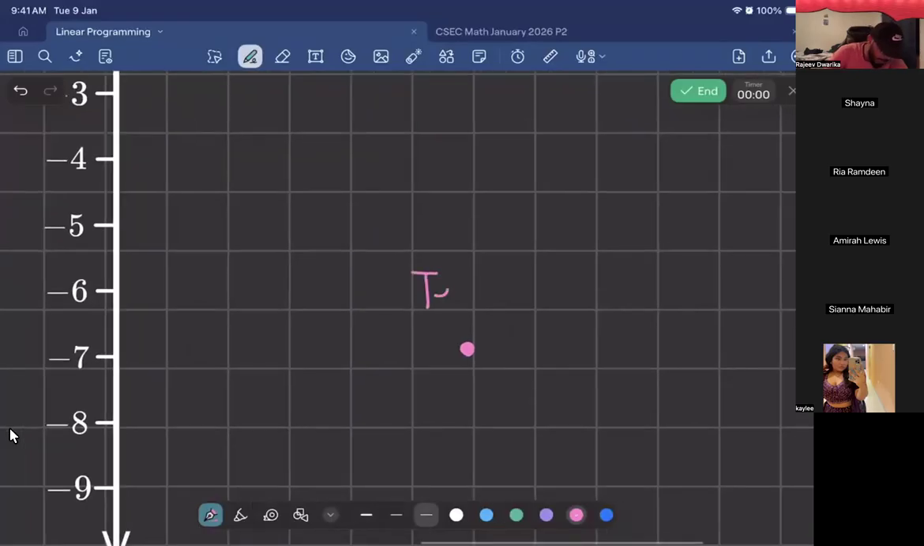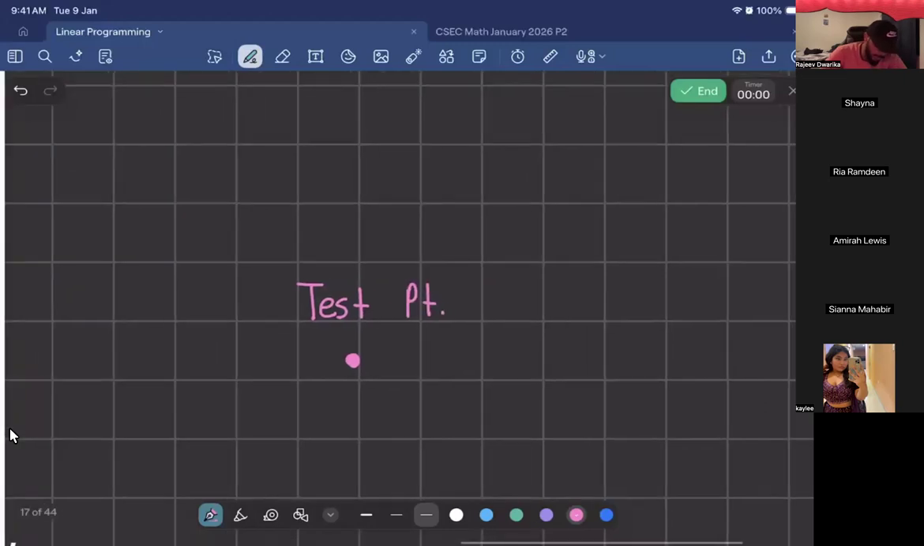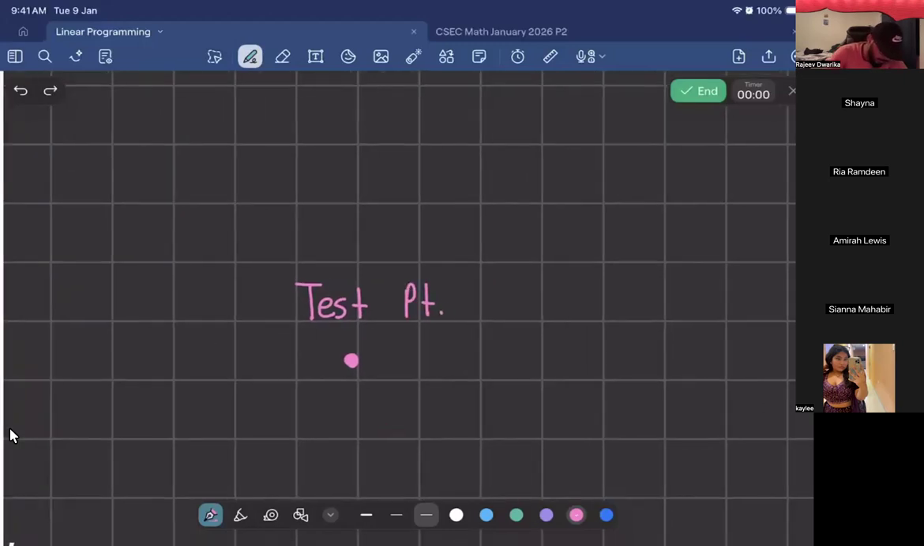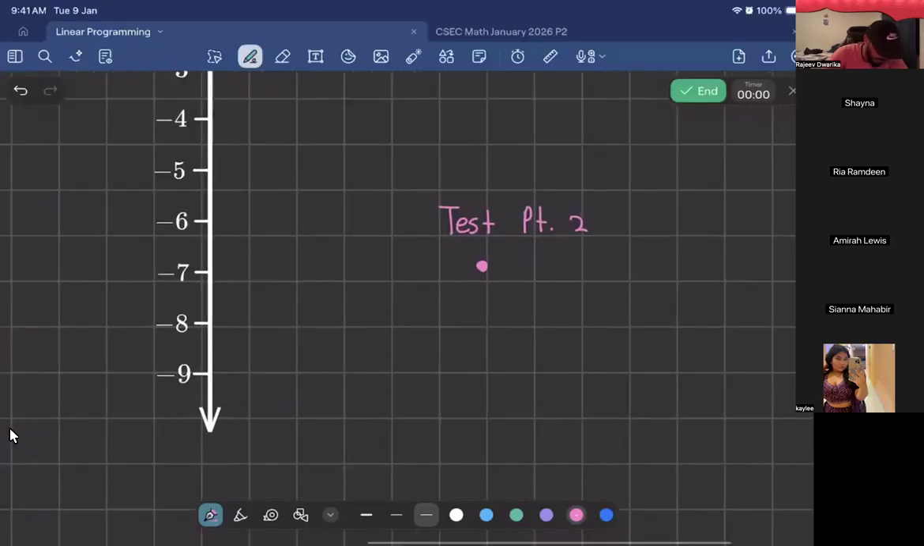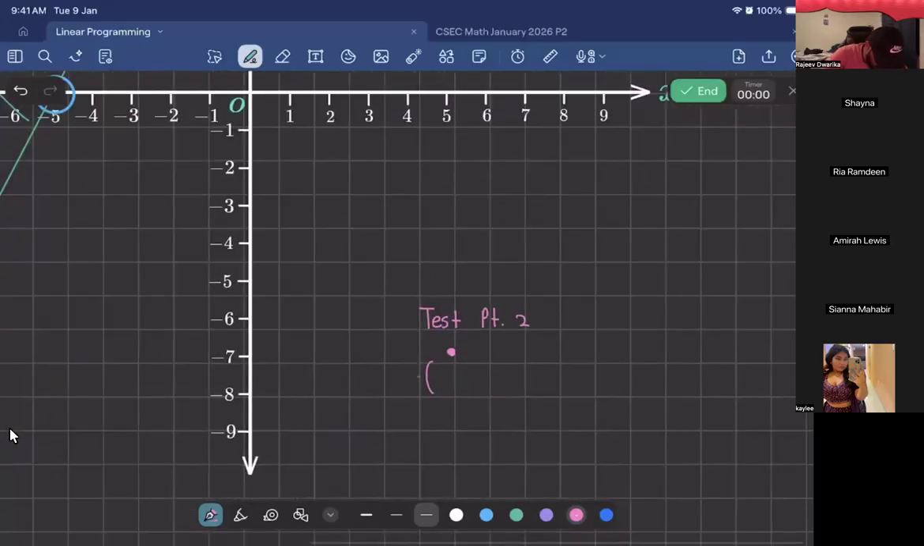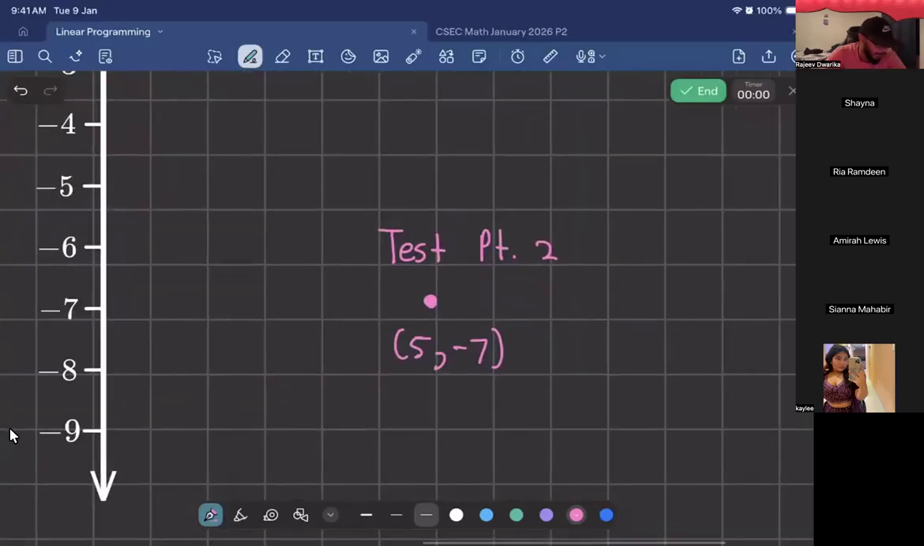So this is how to do all of this. As soon as you pick a point and it works, just shade that side. But this is just proof of concept. Test point number 2. You said 5, so this is 5, comma, -7. So what is x and what is y? X is 5, y is -7.